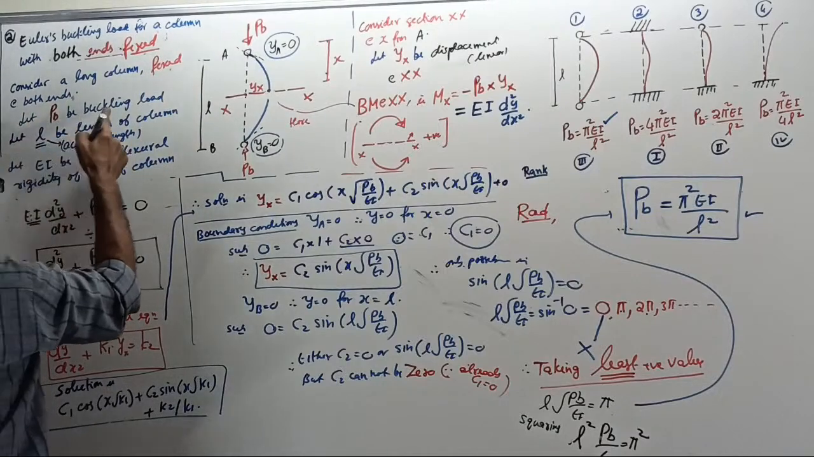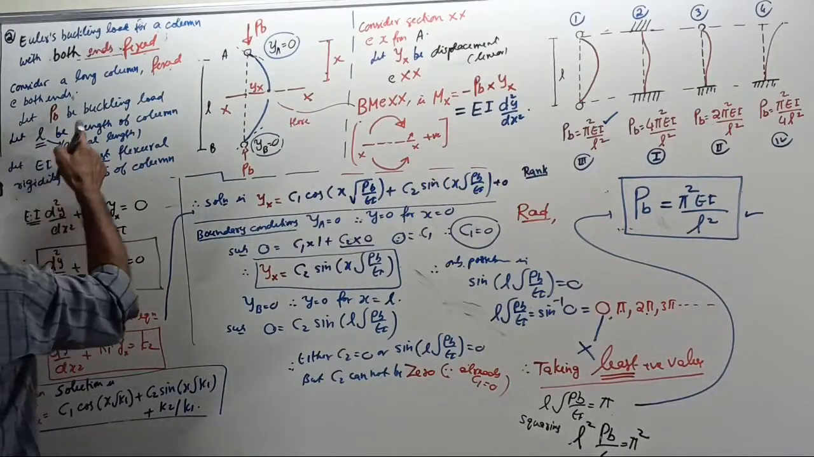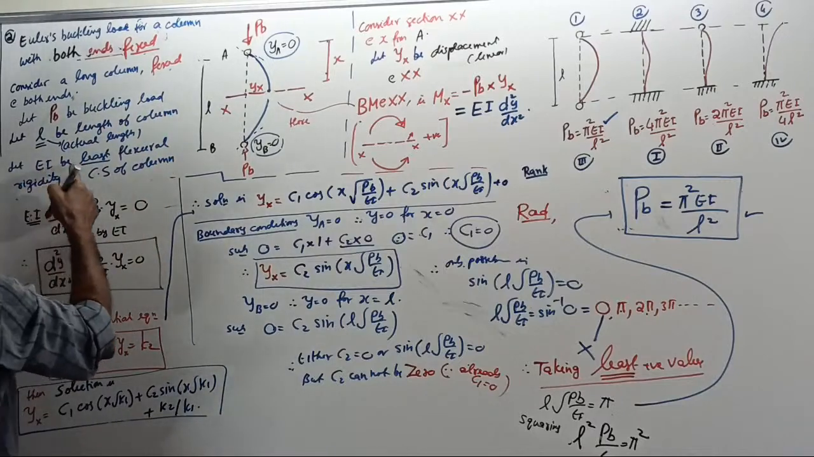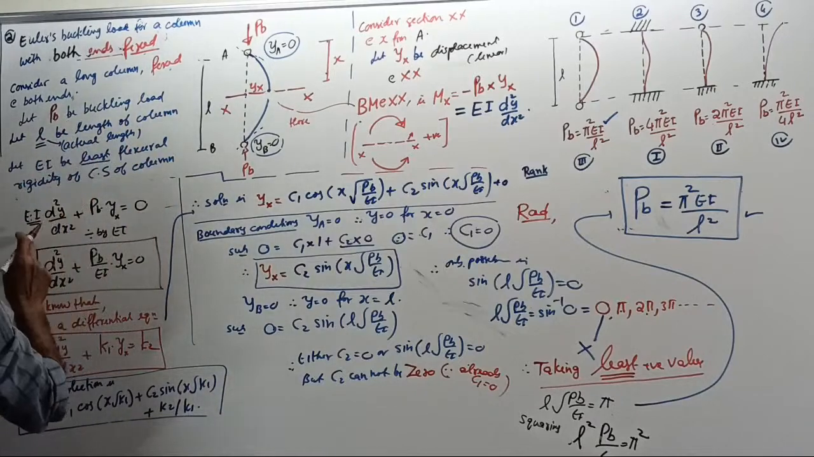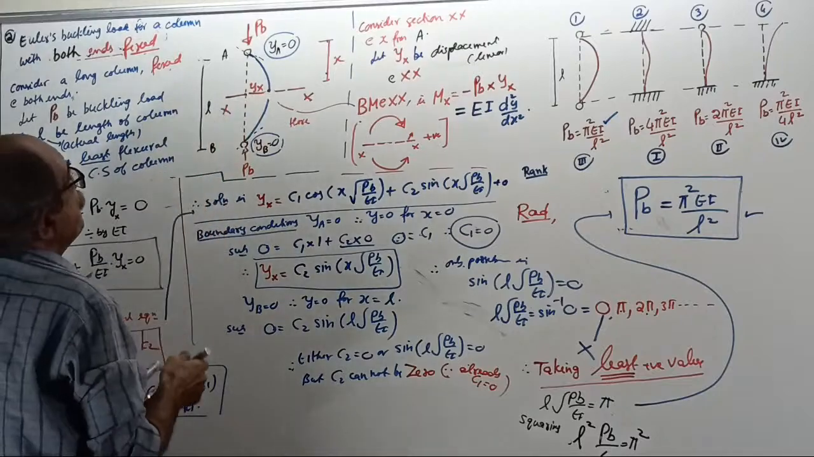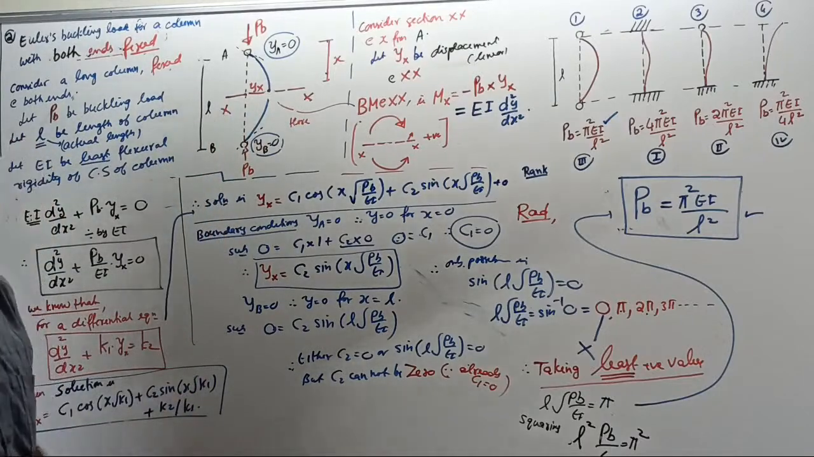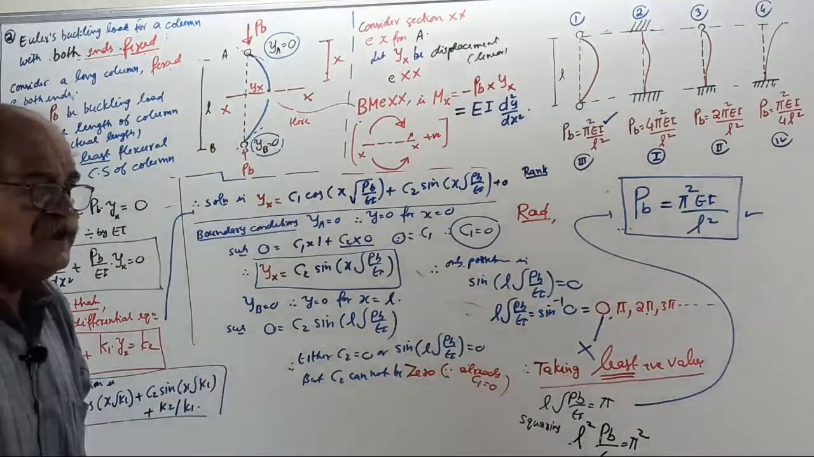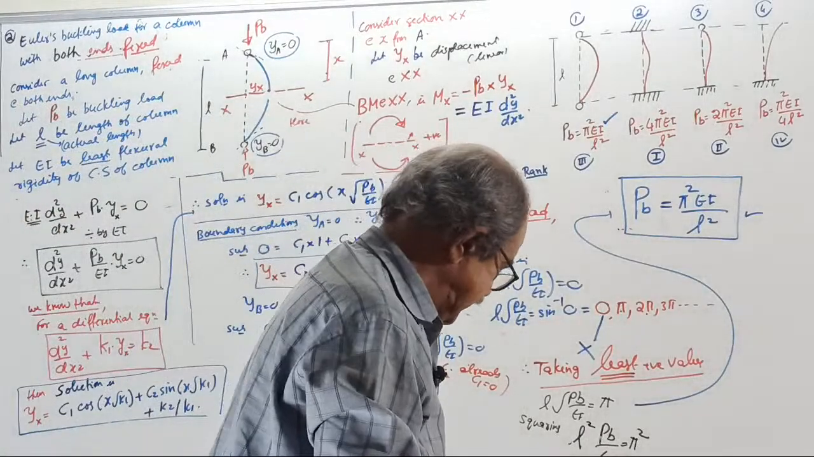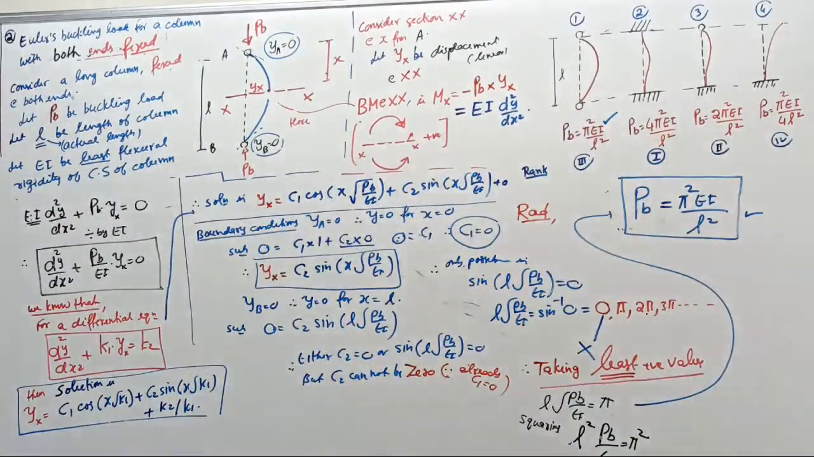Let PB be the buckling load. Let L be the length of the column. EI is least, as usual. Then put the sketch. But remember, the sketch will keep on changing. I cannot maintain the same sketch because the parameters will change.